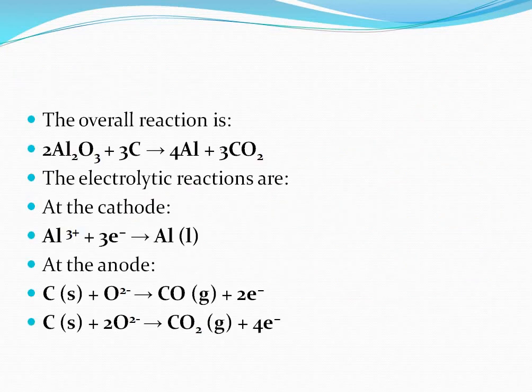If we talk about the reactions that occur at the cathode part and the anode part, then we know that aluminium is discharging at the cathode part. At the cathode, aluminium 3 positive gets 3 electrons and converts into aluminium metal, and that aluminium metal is present in the molten state, in the liquid state, right?